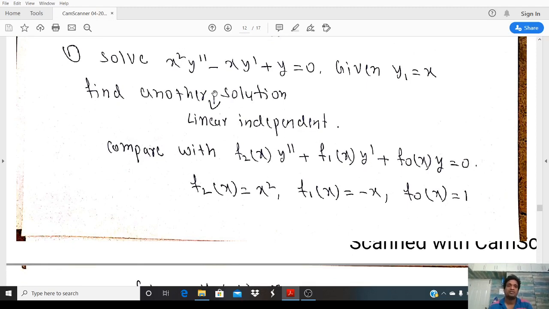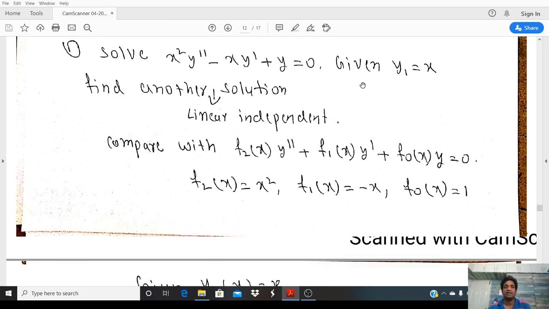Now, the first question: solve x square y double dash minus x y dash plus y is equal to 0, given y1 is equal to x, and find the other solution. In reduction of order, the problem will definitely give one solution like y1, and then we find another linearly independent solution. We are not finding the same solution again. Y1 is equal to 2x is also a solution, but x and 2x are not linearly independent, so we are finding another linearly independent solution.